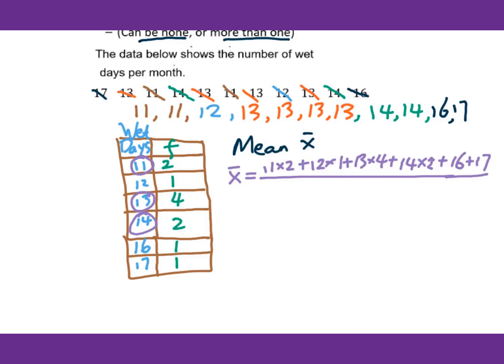Then we divide it by the number of data. In other words, we can add all these frequencies up: 2 plus 1 plus 4 plus 2 plus 1 plus 1, that's 11. Therefore, we need to divide it by 11. Then we use a calculator to get the answer. It equals 13.4.